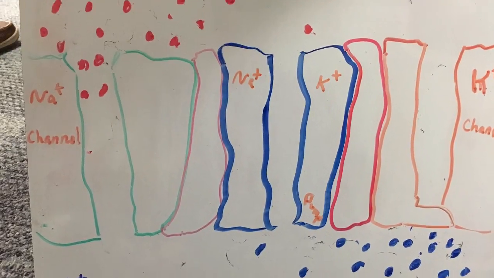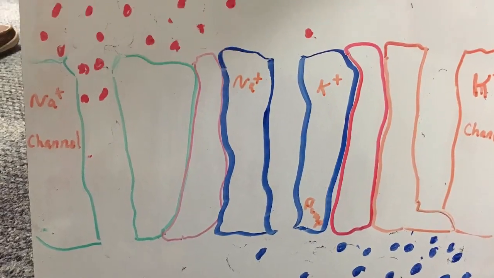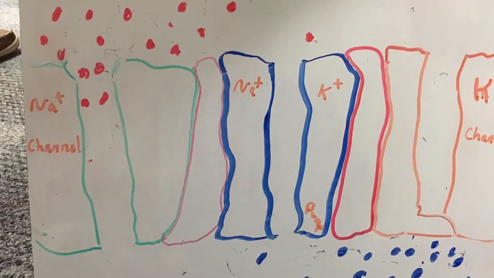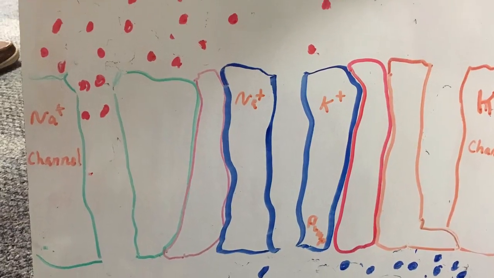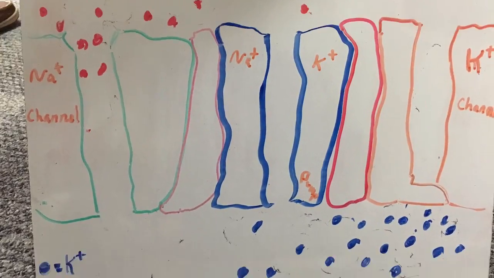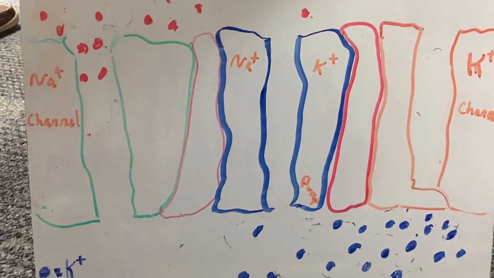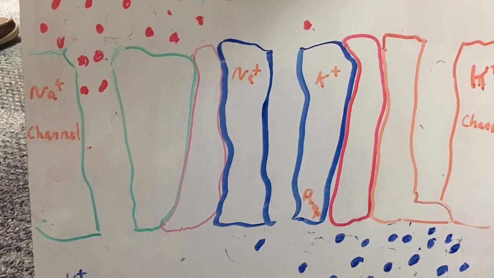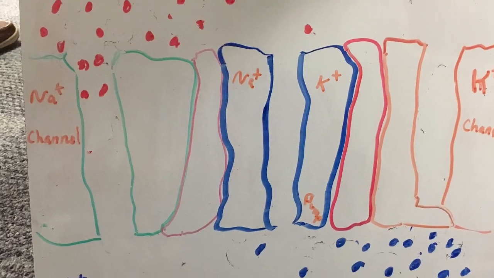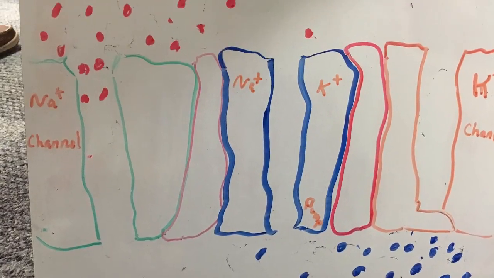After this, repolarization occurs, and this is basically the reversal of the electrical polarity, which allows the potassium channels to open and the sodium channels to close, and potassium rushes out of the cell. And this basically changes the electrical charge of the cell.